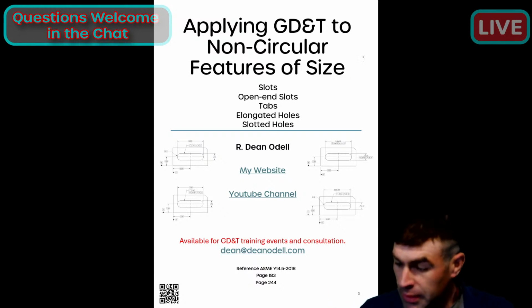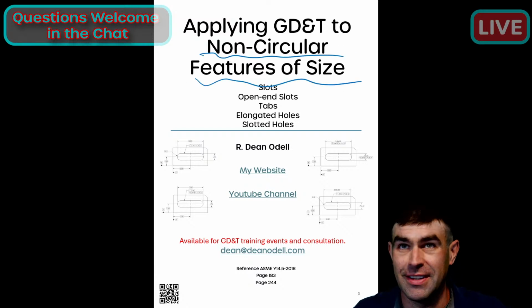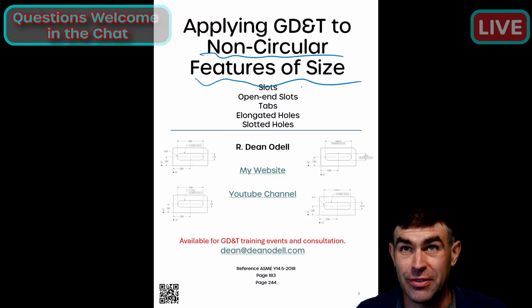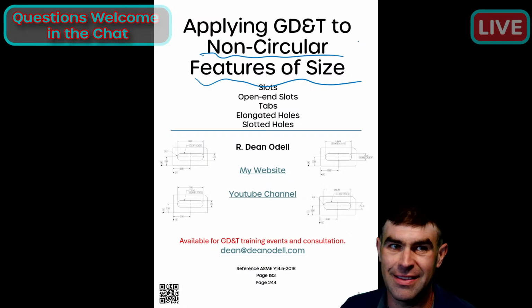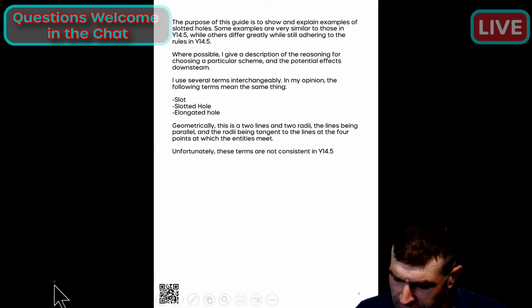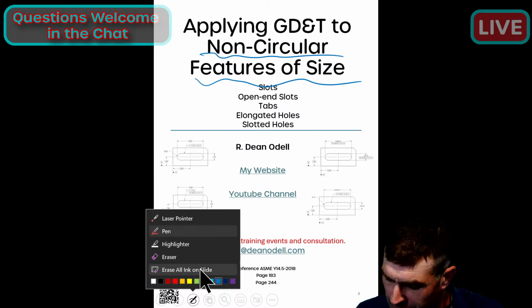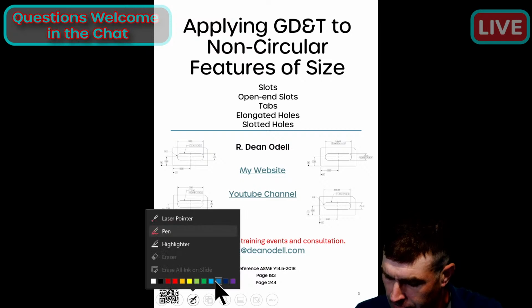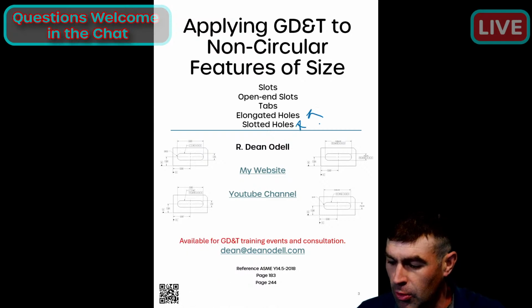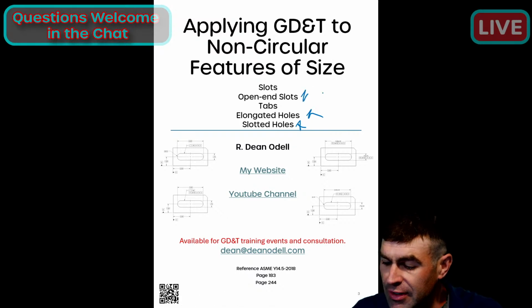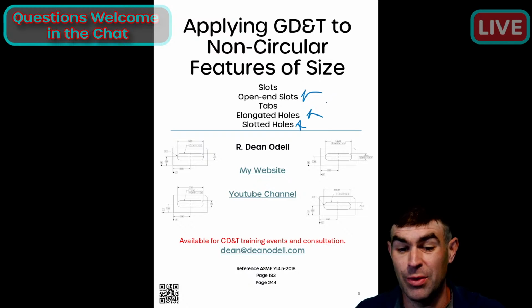So this one, and I know that the terminology is just all over the place. This has been driving me nuts. So I put non-circular features of size. You could apply GD&T to anything that's not a hole, basically. So Y14.5 seems to flip-flop a little bit on the terminology here. I don't know if it ever uses the term slot, but it does seem to interchange the term slotted hole and elongated hole. I'm not exactly sure why. I don't have any example of open-ended slots, but they really would be the same thing in almost any situation.